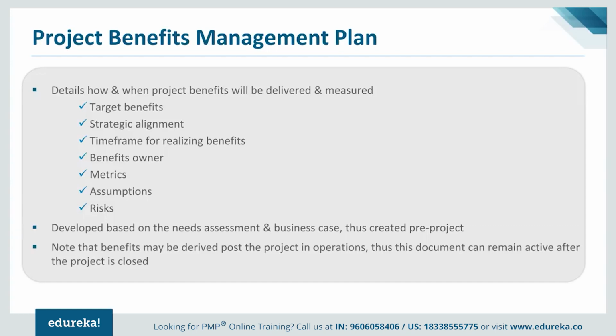So typically it would contain the target benefits. So whatever benefits I mentioned, for example, 20% cost reduction in the first 12 months, or employee staff reduction of 15% in the first 2 years, etc. What is the strategic alignment? In this case, we just saw the strategic alignment to the cost saving benefit or efficiency gain. Time frame.